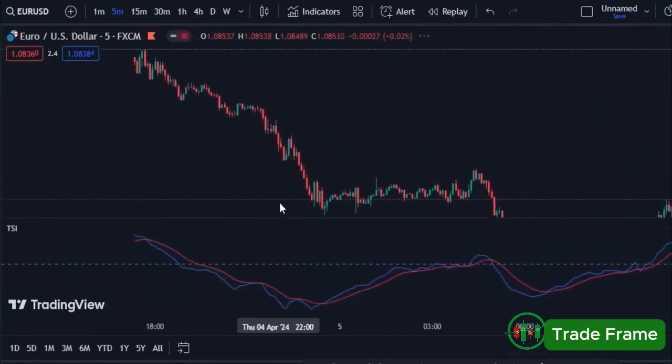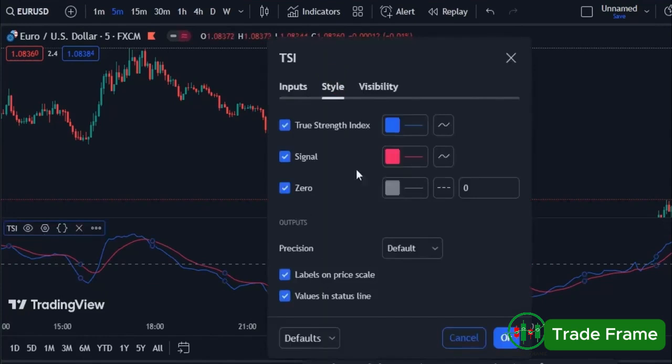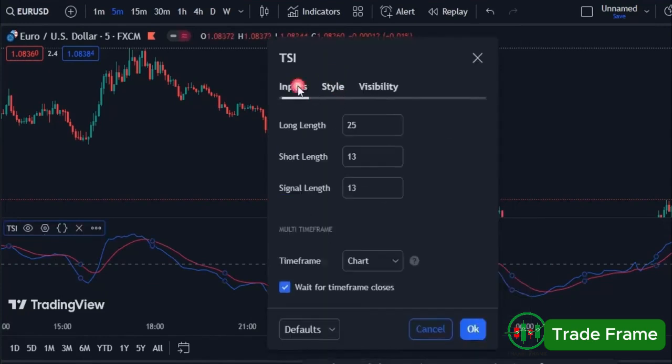It includes two lines, blue and red, where the blue line is our TSI line and the red line is our signal line. And this white dashed line that we see horizontally on the chart is called the zero line. When we enter the indicator settings, the default settings are suitable and we don't need to change anything here.